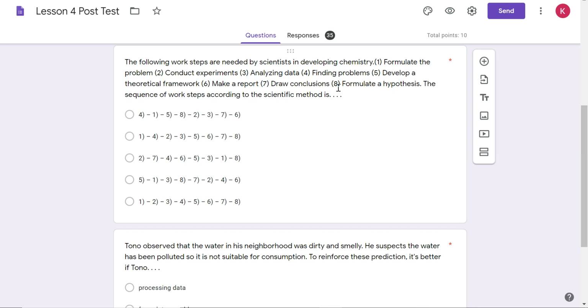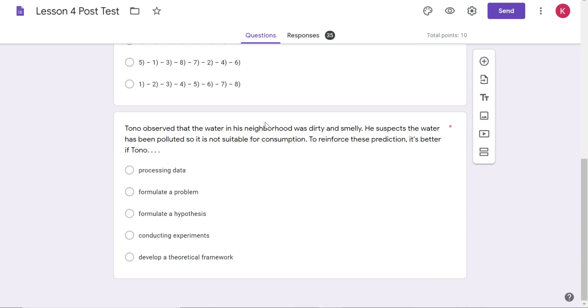And then after we formulate the hypothesis, we conduct experiment, number 2. After we conduct experiment, analyze the data, number 3. And after we analyze the data, draw a conclusion, number 7. And the last one, after we draw the conclusion, we are going to make the report or communicate our experiment result, which is number 6. When you look at that sequence, the answer will be the first choice: 4, 1, 5, 8, 2, 3, 7, and 6. This is number 1.